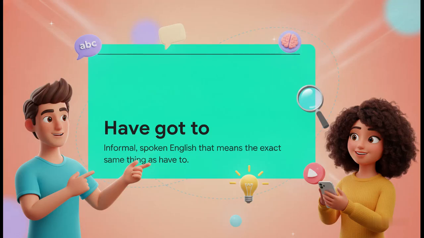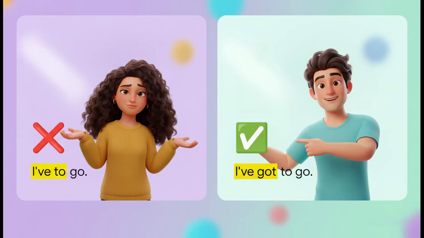Moving on, let's learn a very natural English phrase, have got to. This is informal spoken English. And guess what? It means the exact same thing as have to. Native speakers use this all the time in everyday, friendly conversations to talk about things they need to do. But there is a frequent contraction mistake here. Often, beginners will say, I've to go. Sadly, that is wrong. While native speakers do shrink I have to I've, they always add the word got to make it sound correct. You should say, I've got to go.